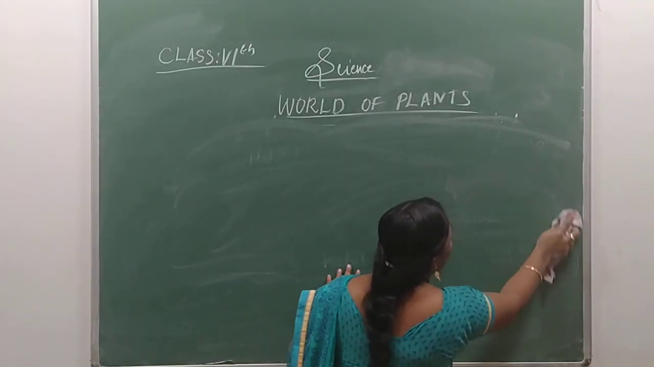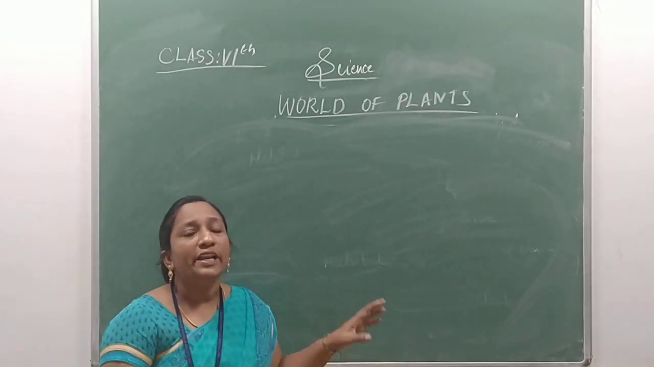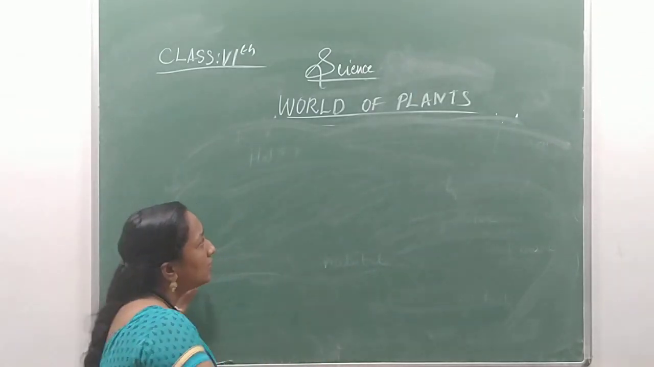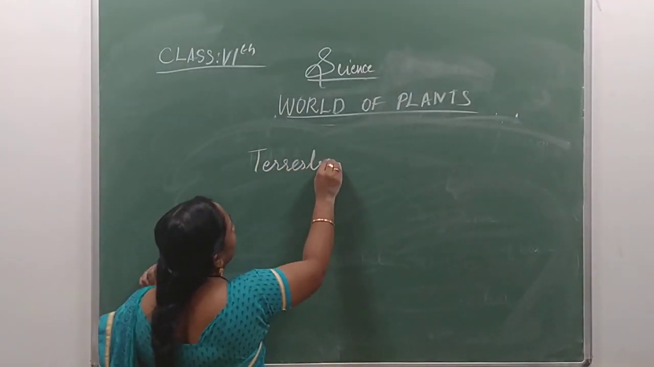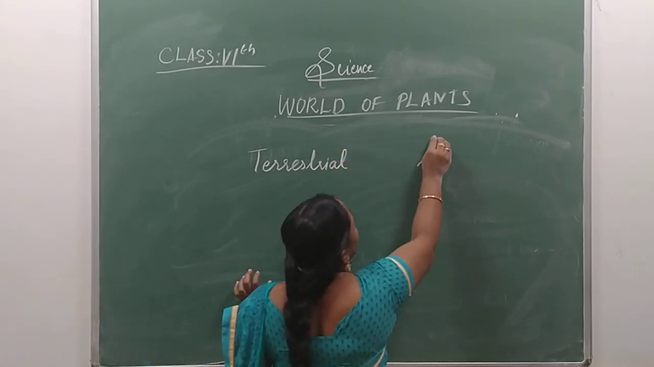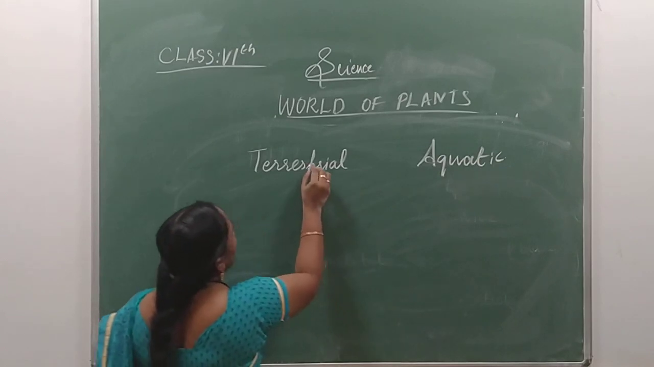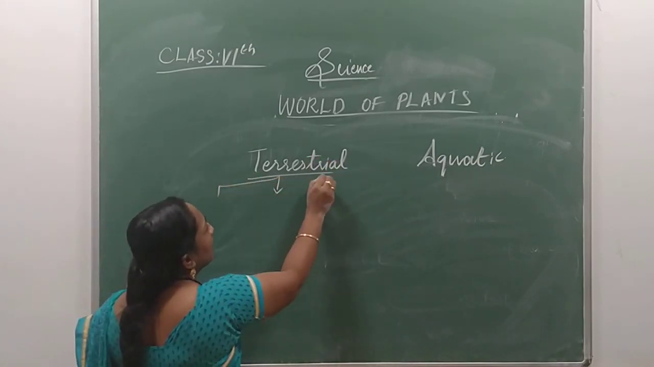So already we learned the classification based on the habitat. It is divided into what? Fresh aquatic as well as terrestrial. Terrestrial and aquatic. So under terrestrial, what are the 3 types we learned already?